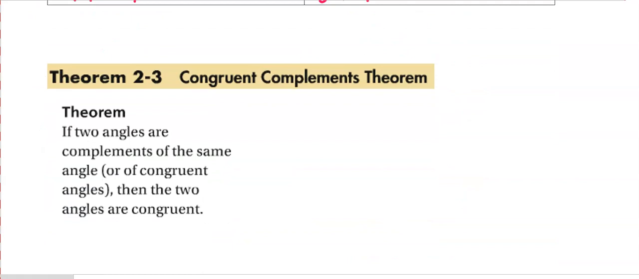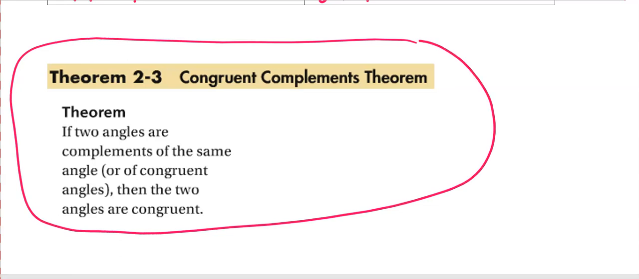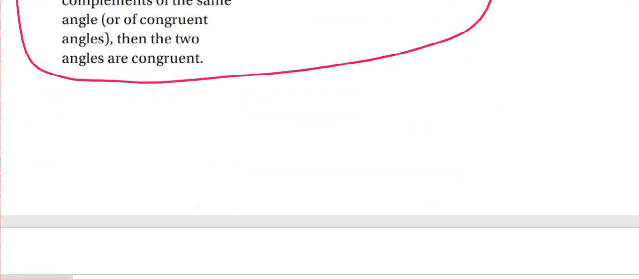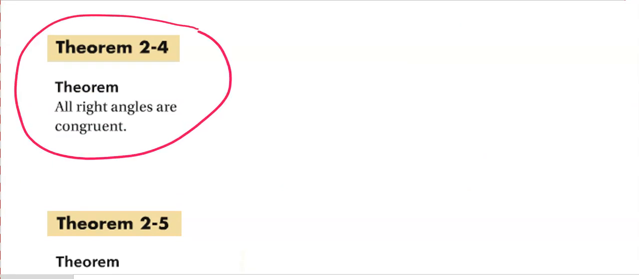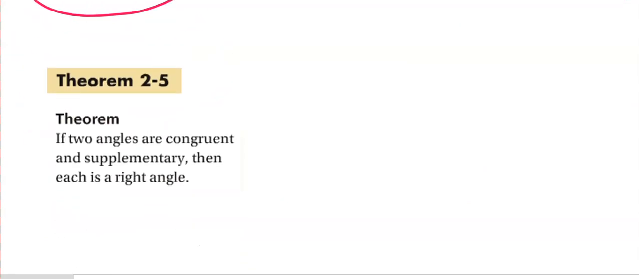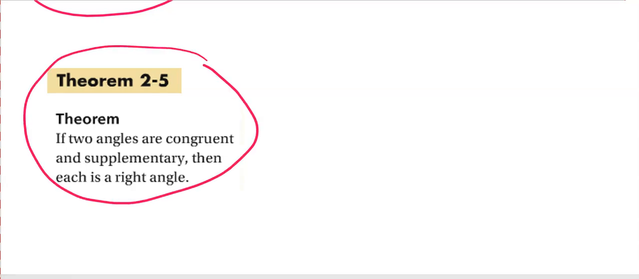Here's another theorem. I blocked out everything that you couldn't write so you can do this whole thing. Congruent complements, it's pretty much the same as congruent supplements. If two angles are complementary to the same angle, they must be congruent. And theorem 2.4, all right angles are congruent. That would make sense. Theorem 2.5, if two angles are congruent and supplementary, then each is a right angle. That one isn't used very much in proofs, but it is used a little bit more in problems that you do. And I think that's it.